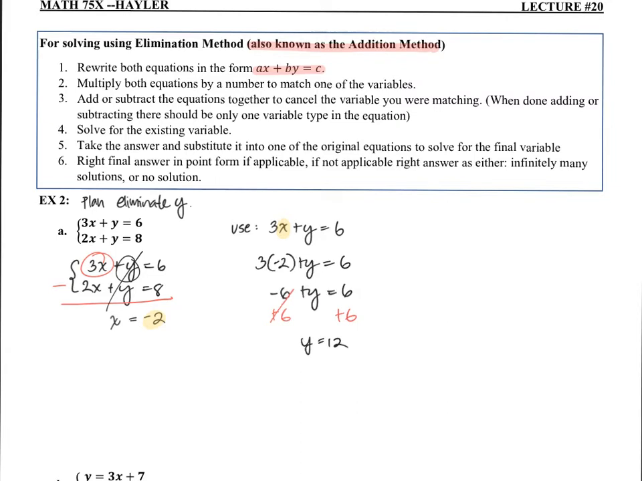And remember, our final answer is always going to be in point form, if possible, which is negative 2, 12. And remember, you could end up with the answer of no solution. But right now, we've just been ending up with the answer of an actual point, which is great. All right, let's move on.